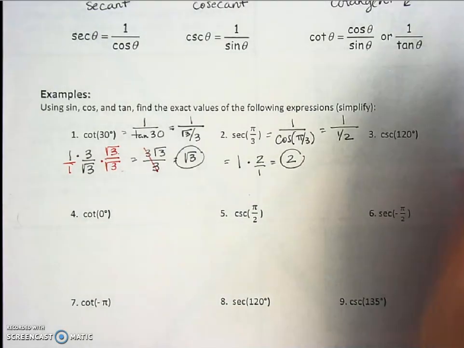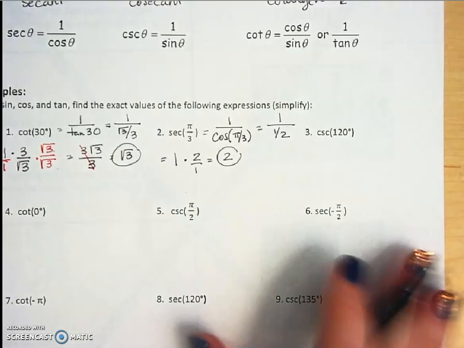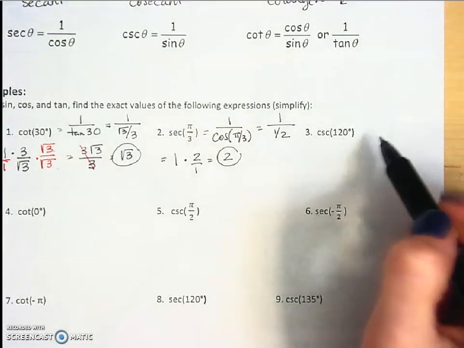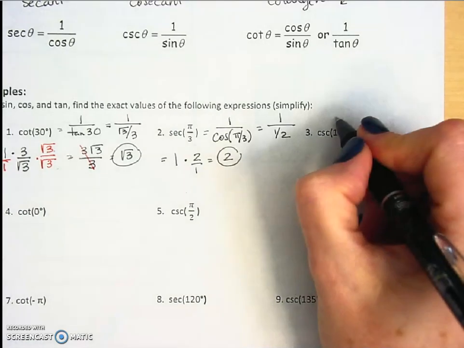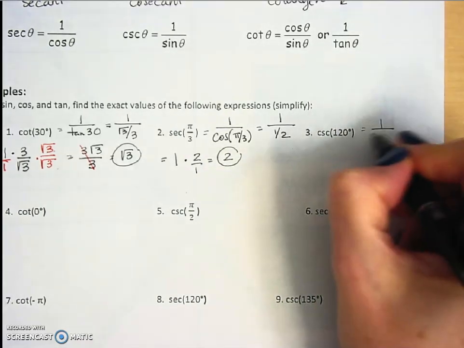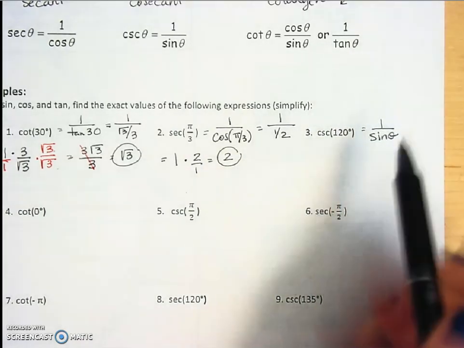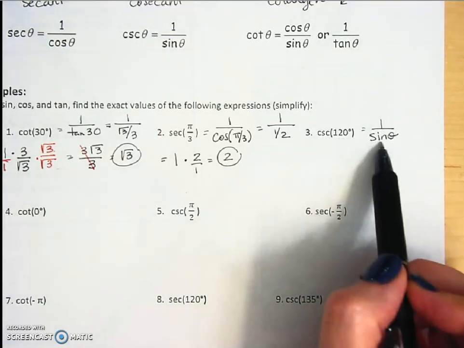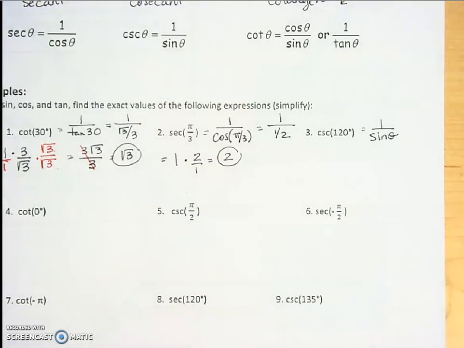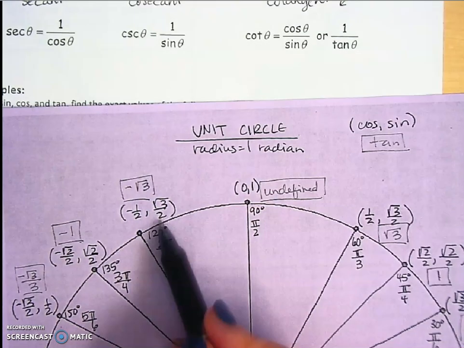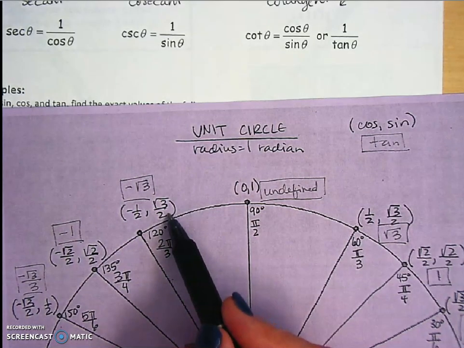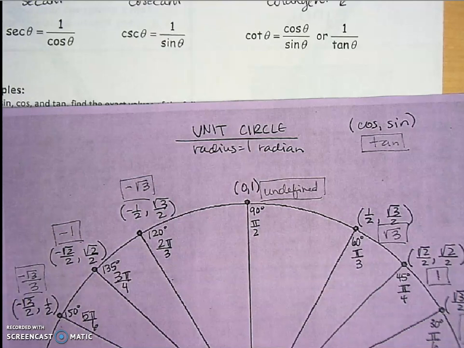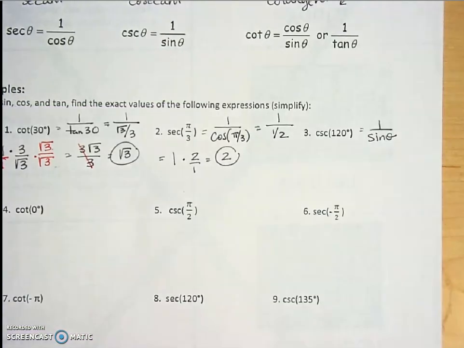Okay, for number 3, cosecant is the reciprocal of the sine function. So we are going to take the reciprocal of the y coordinate at 120. Sine means the y value, so I go look at 120. The y coordinate there is rad 3 over 2. I'm going to take the reciprocal of that, so I'm going to flip it: 2 over rad 3.